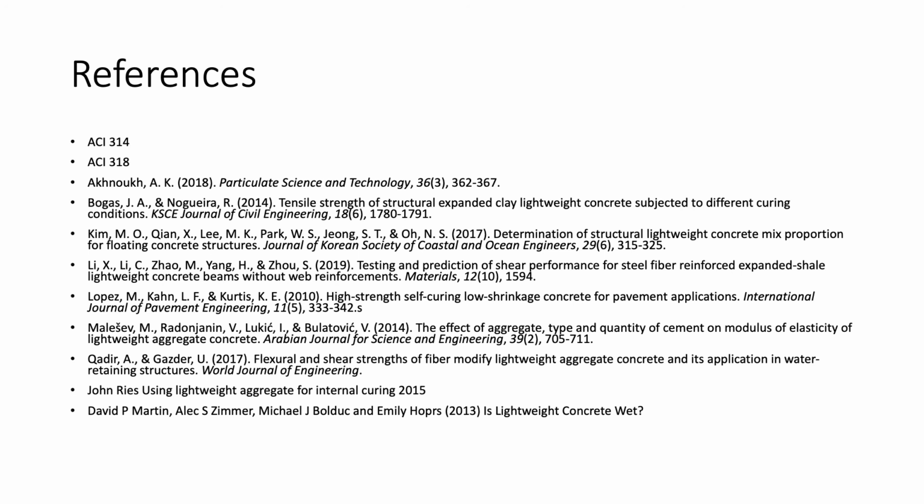For my thesis, I cited more than 2,500 articles, but these are the articles that I used for this presentation. I mostly used ACI 314 and ACI 318, and I used some articles to give some significant facts about both lightweight and normal weight concrete.